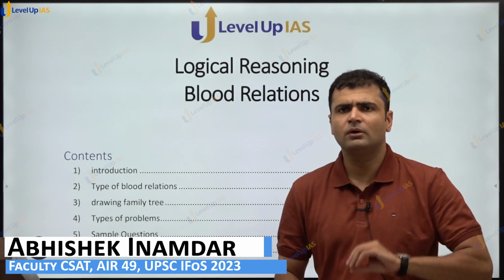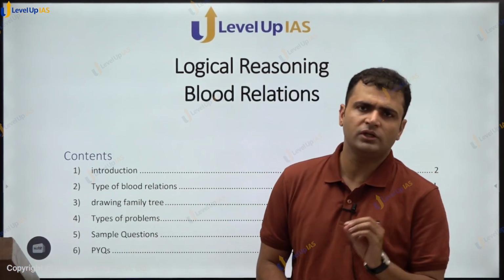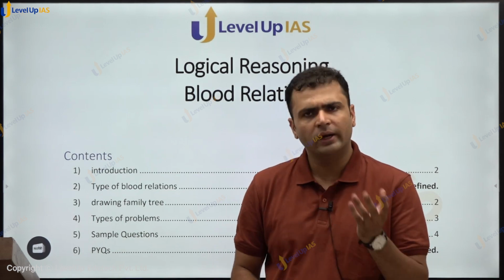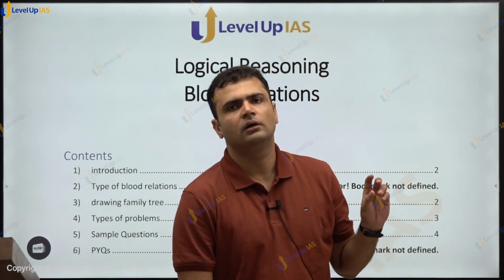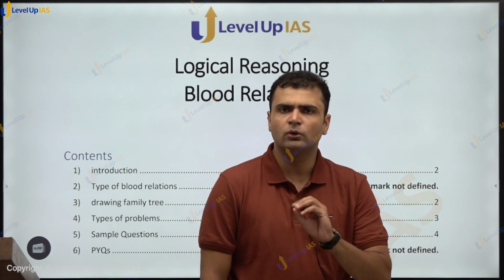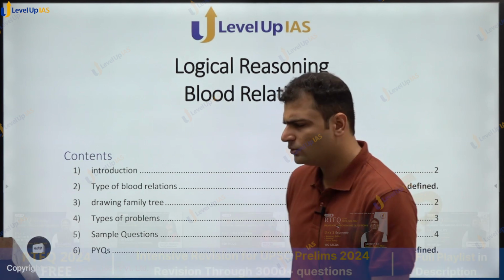Today's topic is very small, very short, very simple: blood relations. I think one of the easiest of all, and it's a low-hanging fruit in that sense. Very easy to do questions, very standard questions come from this topic. So we'll quickly go through basics and the types of questions that get asked. Maybe we'll do some PYQs.